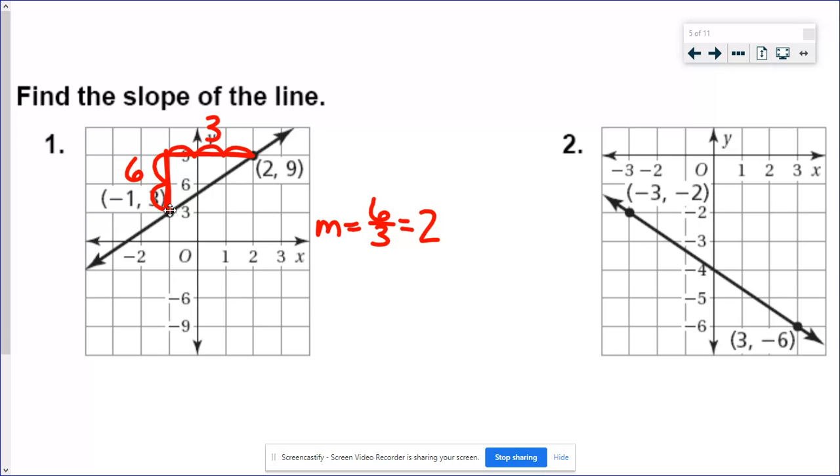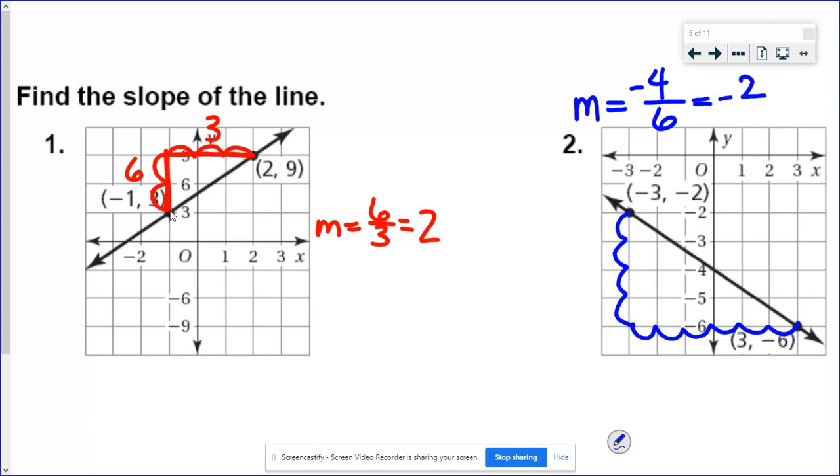Number 2, they do just count by 1s. So I can just count my normal slope. This one is going downhill, so I'm going to move down 1, 2, 3, 4. So my slope is going to be down 4, and then sideways 1, 2, 3, 4, 5, 6. That does simplify though. If we have slopes that can simplify, please simplify it. That's going to be negative 2 over 3 when I divide both of them by 2.